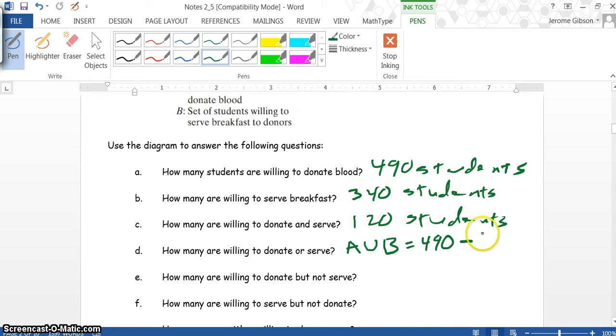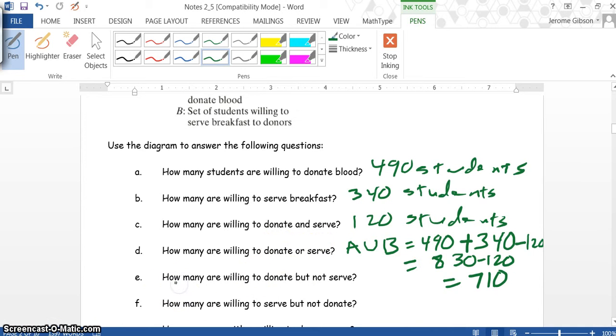So we have 490 plus B, which is 340. And then we will subtract out the overlapping, which is 120. So now, 490 plus 340 would give us 830, minus 120, which would give us 710. And that would be the final answer for D.